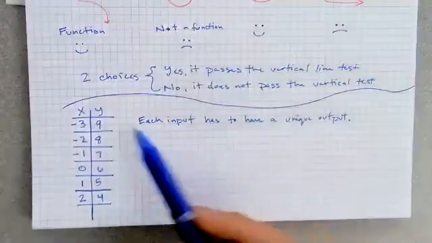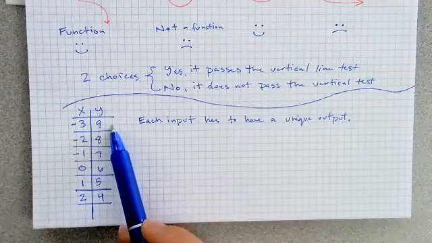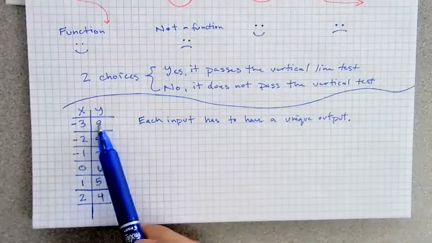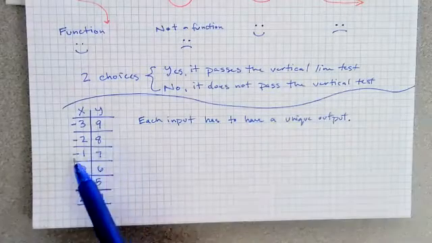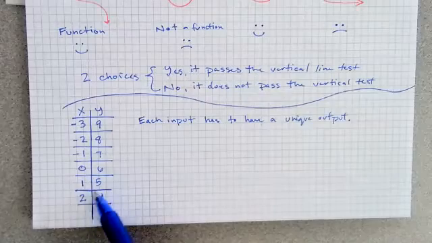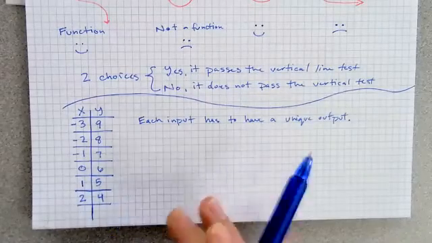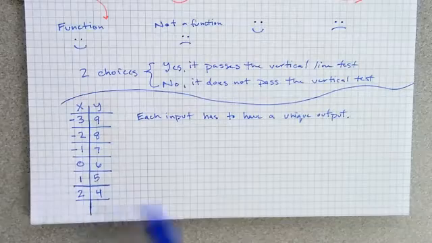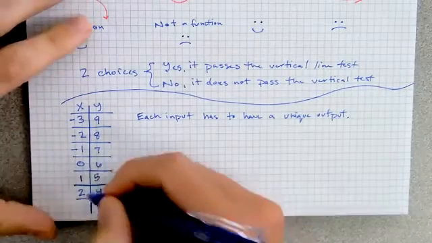Okay, so what I mean by that is that each input has to have a unique output. So right here, we're fine because -3 gives us an output of 9, -2 is 8, -1 is 7, 0 to 6, 1 to 2, 2 to 4. Okay, none of these inputs repeat. So far it's fine.